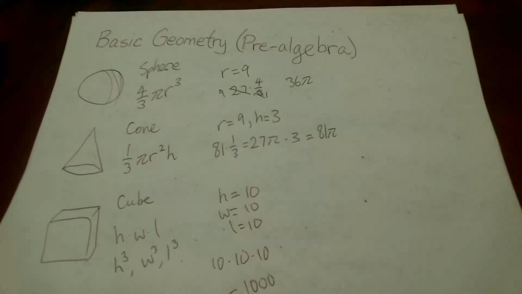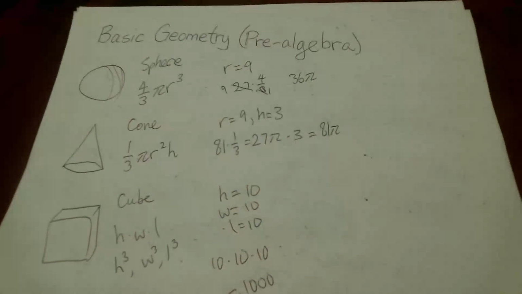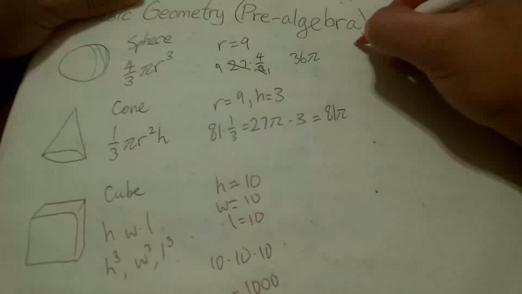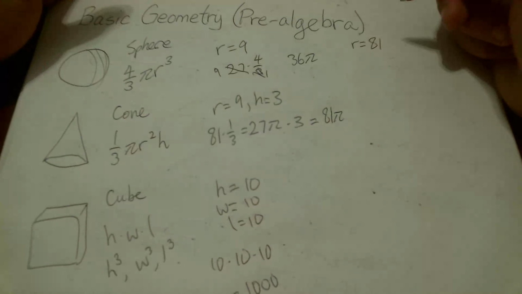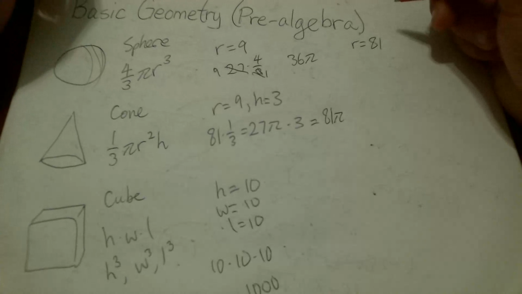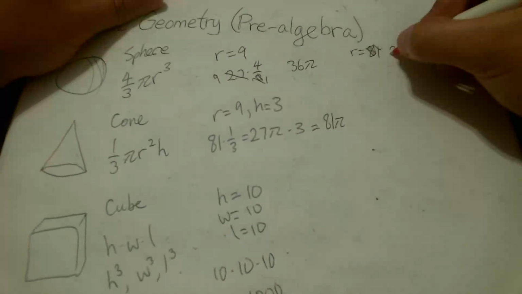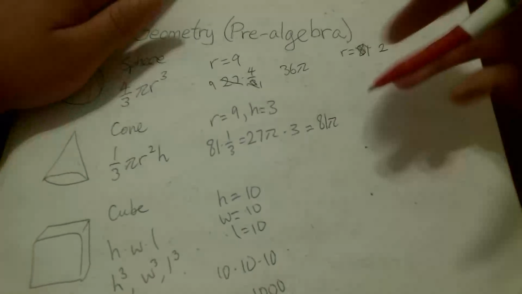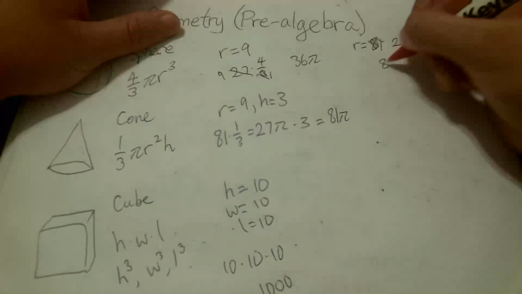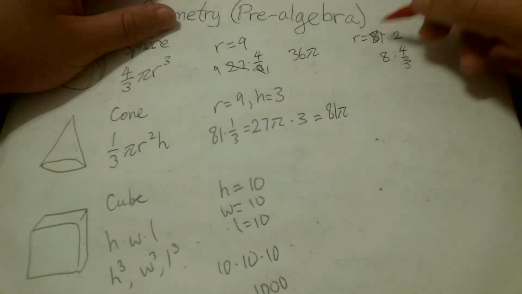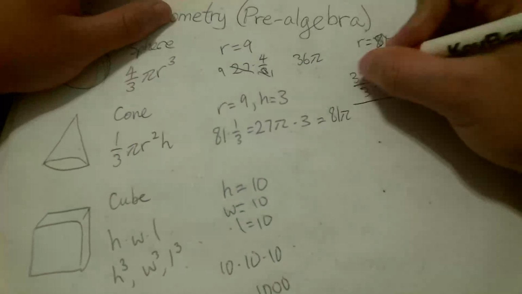Alright, so let's try one more for each of them, and then we'll just move on to the problem set. So let's just say that r equals 81. Actually, 81 does seem pretty big for this. So let's just do 2 instead. So for 2, we have to plug it into this. 2 to the power 3 equals 8. 8 times 4/3, so this would be 8 times 4, that's 32/3 times pi. So this would just be our final answer for this one.